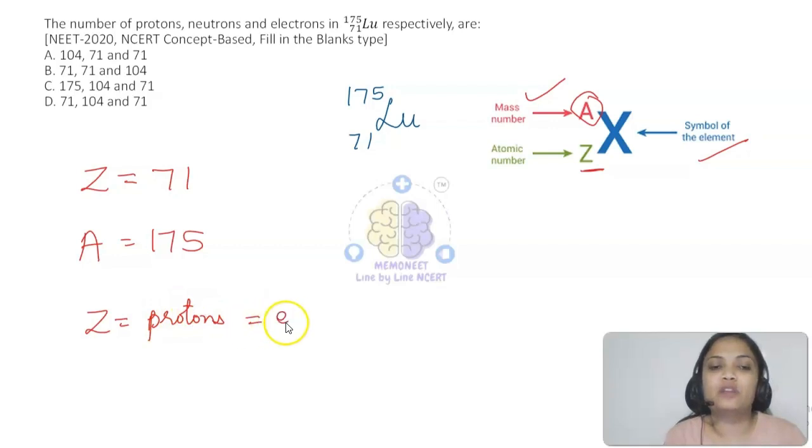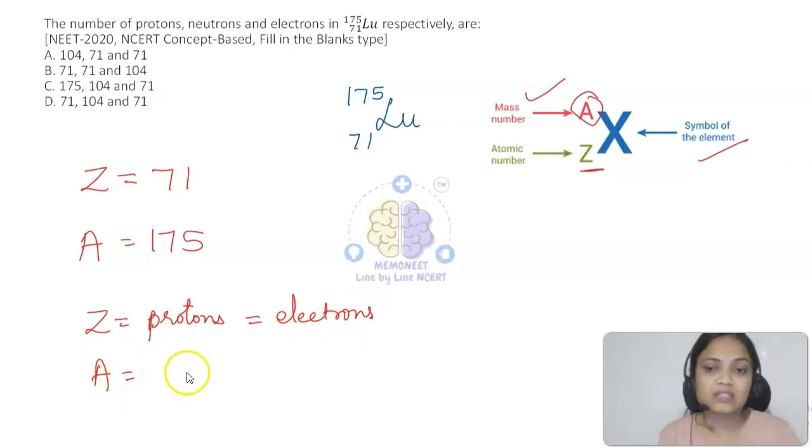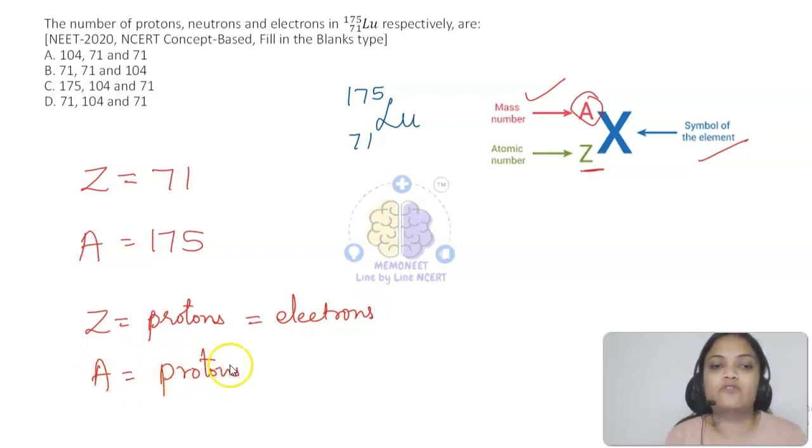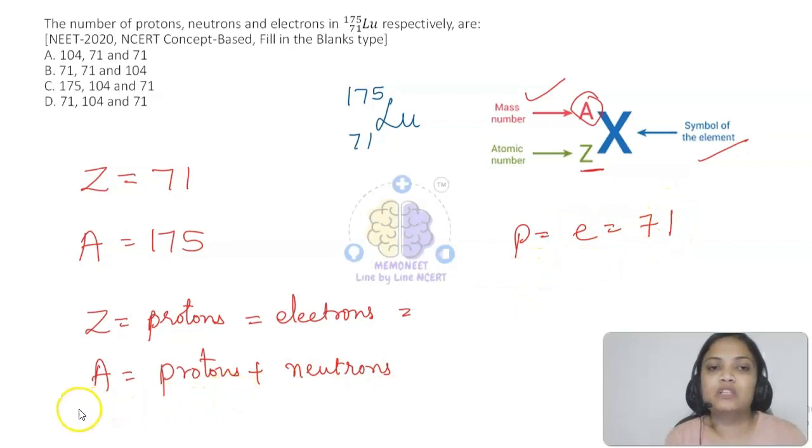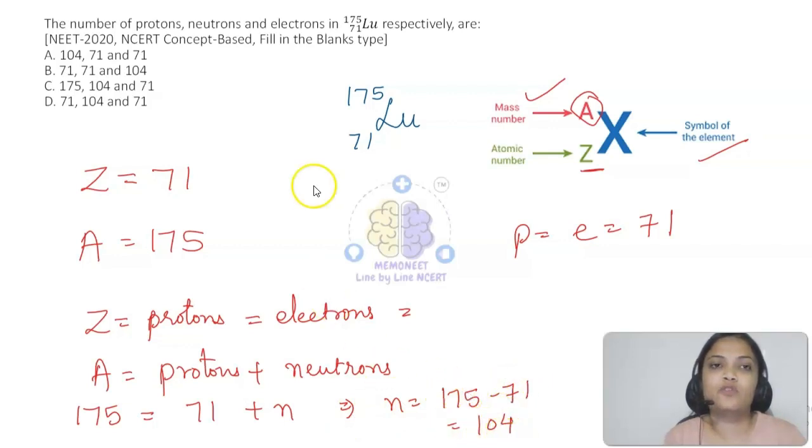Okay, and for a neutral atom the number of protons and electrons are equal. And the mass number is the sum of the number of protons and neutrons. So it means that the number of protons and electrons are both 71, and the number of neutrons we can calculate: 175, if I subtract 71 from it, I will get the number of neutrons. That means I will be getting 104. So they have asked about protons, which is 71, neutrons, which is 104, and electrons again 71. So the answer is option D.